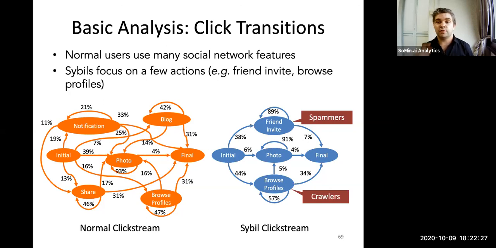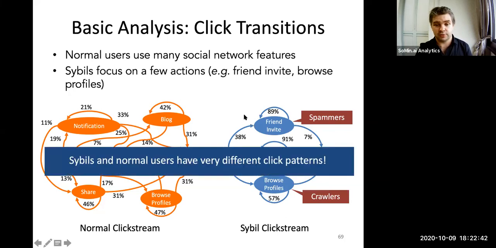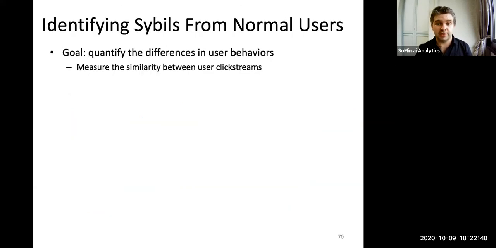But let's say you're browsing the list of your friends, you see the new content of this list and you click it and go there, then it's a different picture. This could be much more hectic, distributed activity from a real user. And this can be used. So Sybils and normal users have very different click patterns, and that's what we can find. So we want to differentiate them.